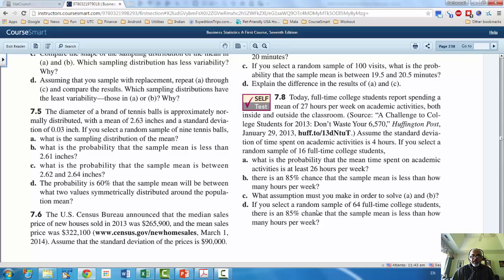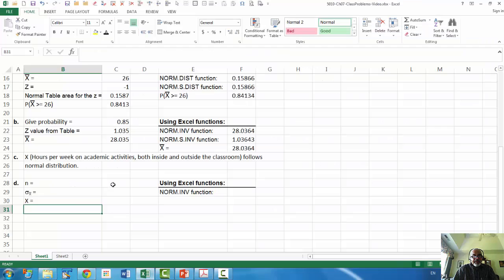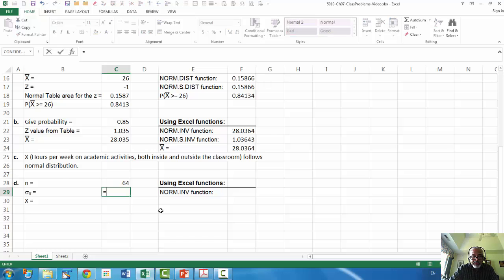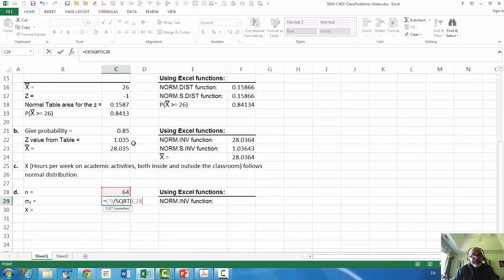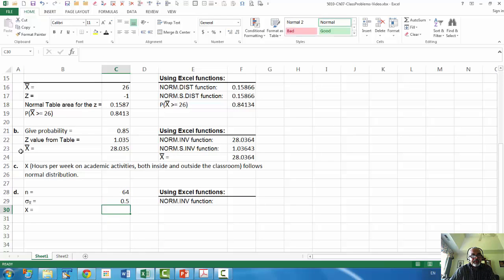Now D, if you select a random sample of 64, then there is an 85% chance that the sample mean is less than how many hours. So this time n is 64. Then our sigma sub x bar will be sigma over square root of 64, not 16. Now we want x bar value. Same 85%, so we can use the z table value from here.